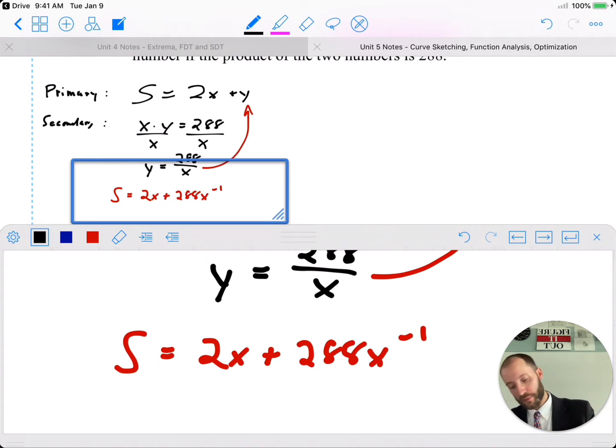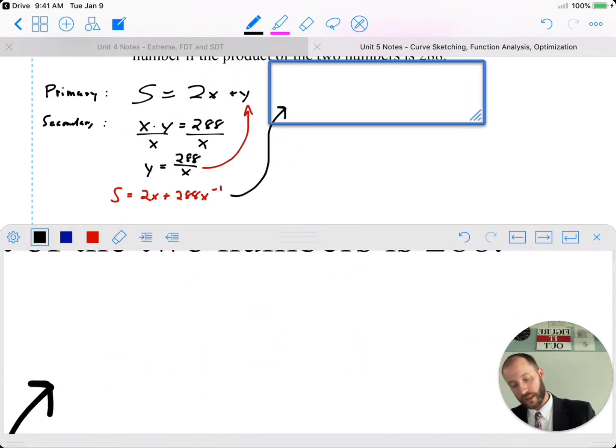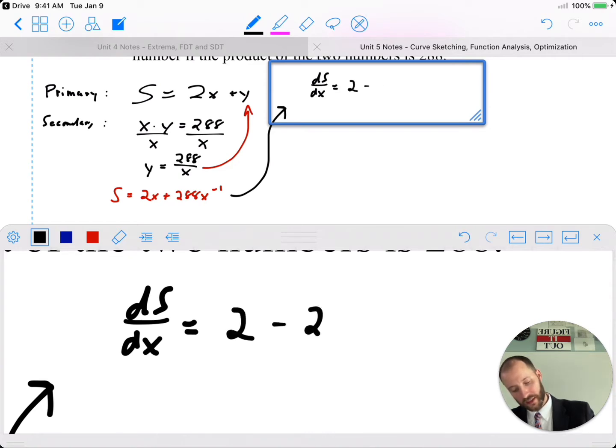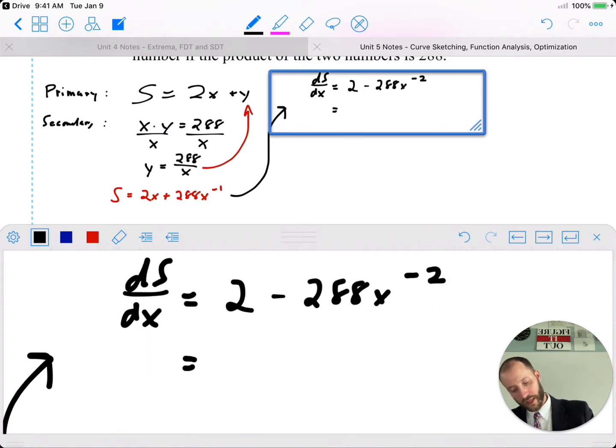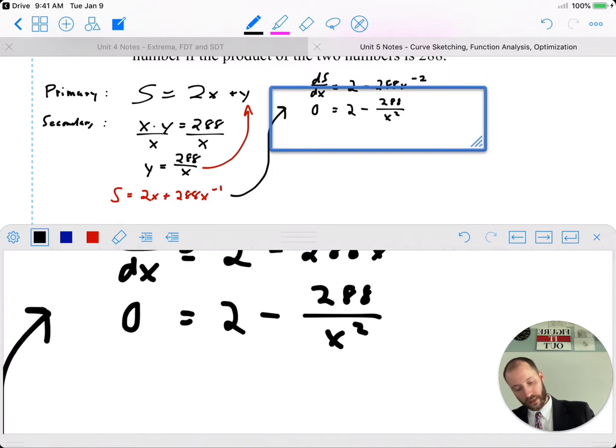So then take the implicit derivative, and we're taking it with respect to x. So dS/dx equals 2 minus 288x to the negative 2. So that'd be 2 minus 288 over x squared. Alright? So, you're finding a maximum, or minimum, such that it equals 0. Then go ahead and solve.